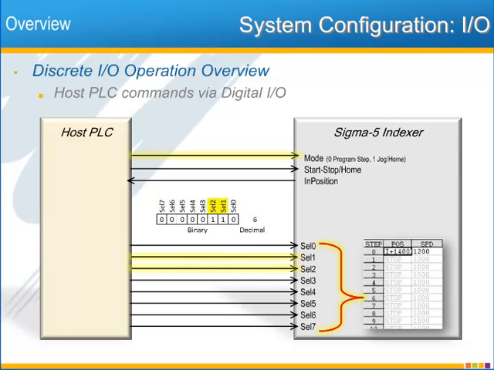For example, if select 1 and select 2 are on, that's binary 110, which is 6 in decimal, and therefore selects program step 6. And this means that execution of the program table will start at step 6 when the start-stop input goes on. So you can see how the PLC can choose any of the 256 program steps by turning on the correct select inputs.